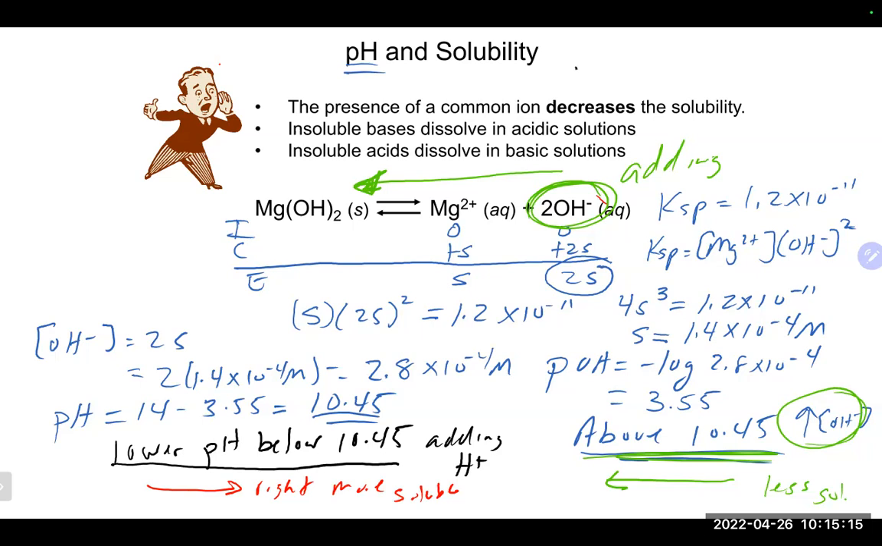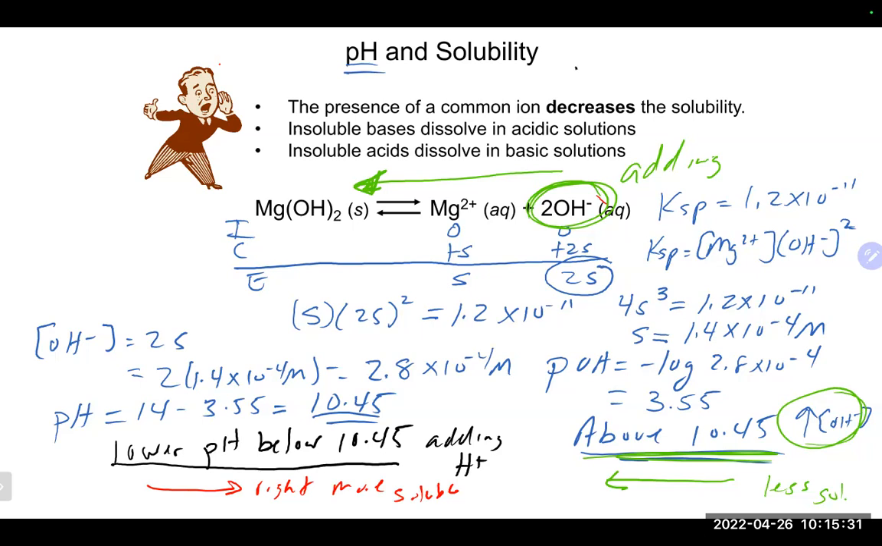So one practical application of this is you could use the Ksp to really figure out your baseline pH for a particular solution. And you can then know if you bring it above or below that pH, you could either increase or decrease the solubility of that particular salt. Any questions on that there?